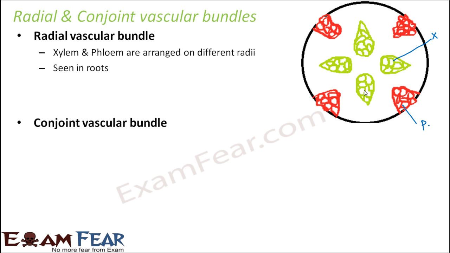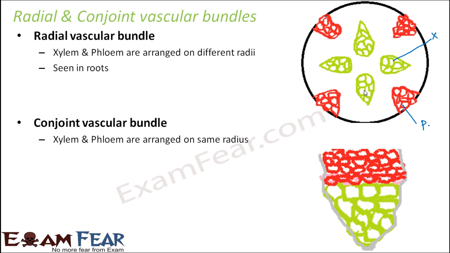When I talk about conjoint vascular bundle, here xylem and phloem are arranged on the same radius. That means within a vascular bundle, the phloem is located outside to the xylem, something like this. So this is one vascular bundle, whereas this entire thing is one vascular bundle. Because when I say vascular bundle, it is not only xylem or not only phloem. It is both xylem and phloem together.